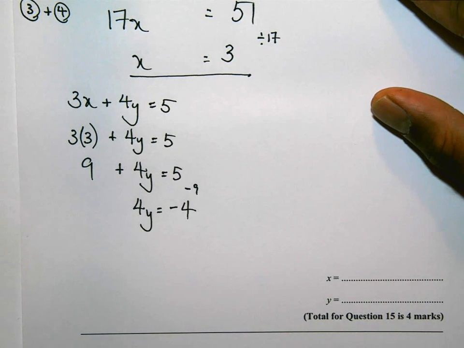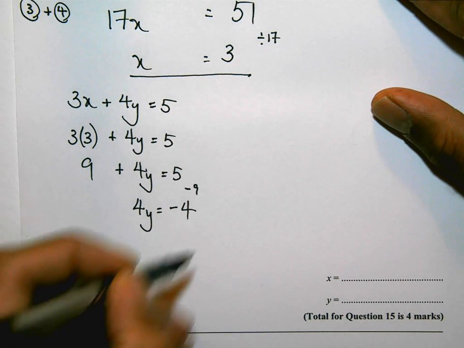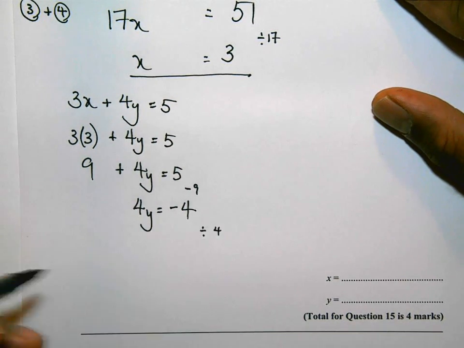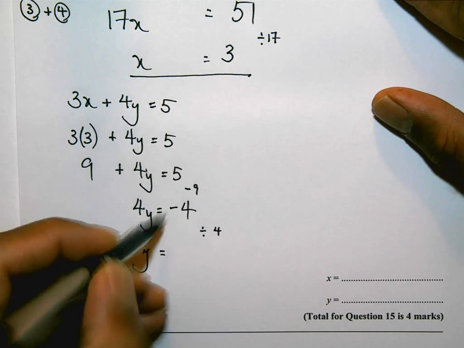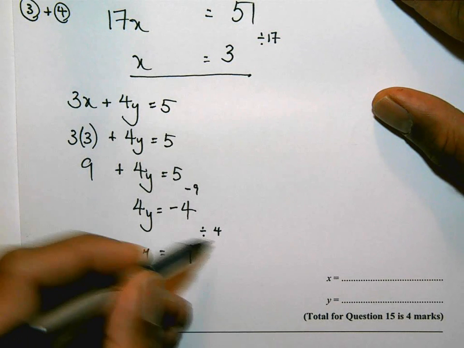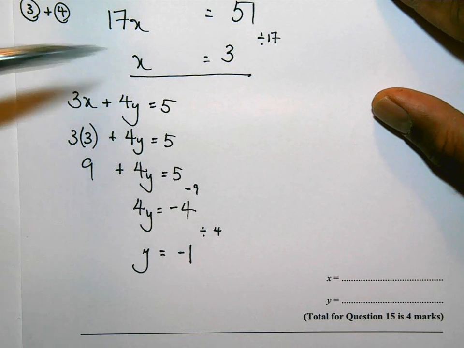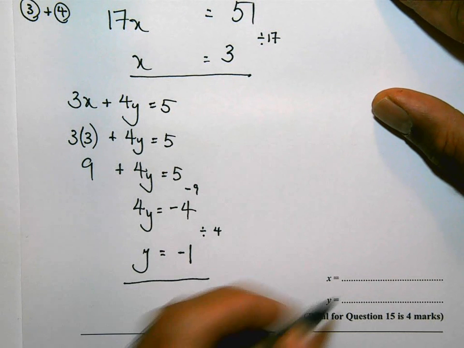I need to get rid of that 4, and just as I did before, I'm going to divide by 4. Y is equal to minus 4 divided by 4, which is minus 1. So what goes into my answer space are x equals 3 and y equals minus 1.